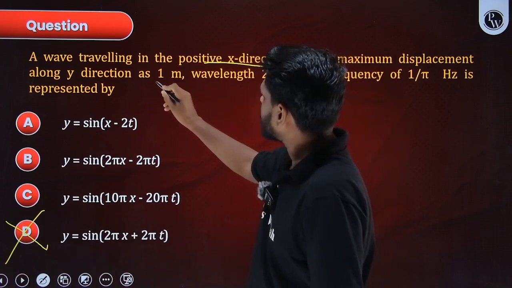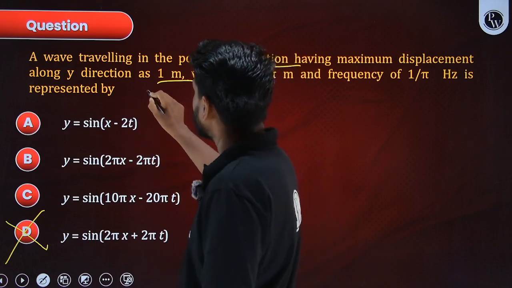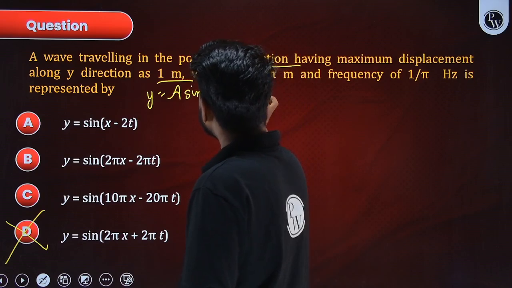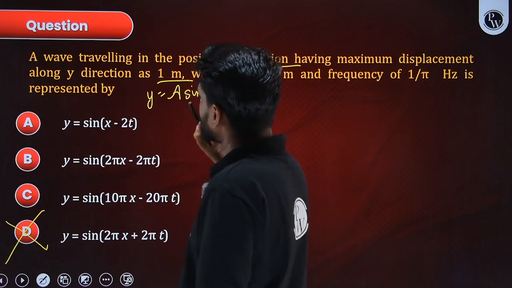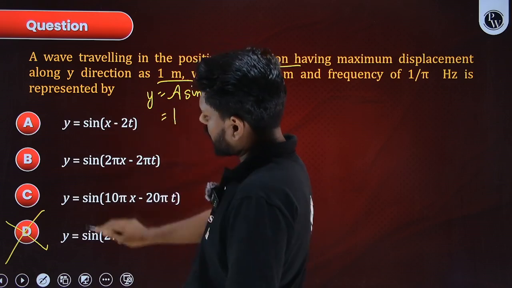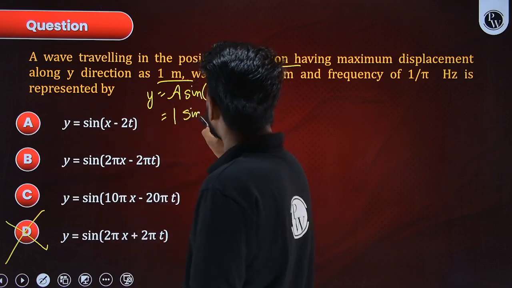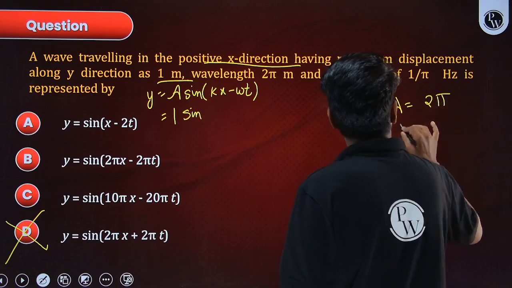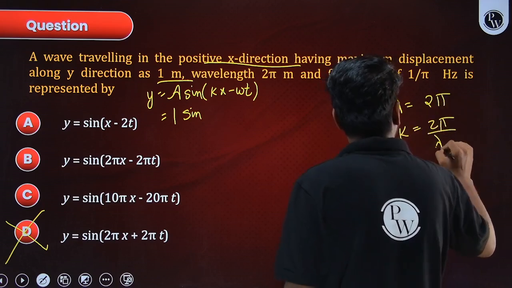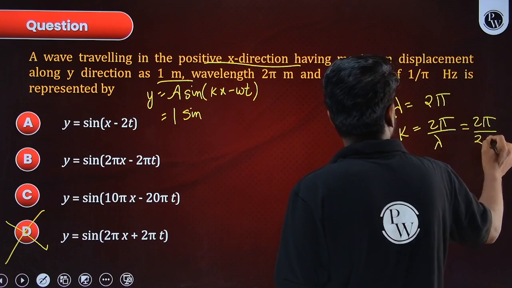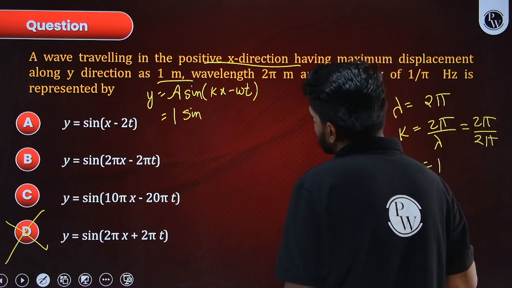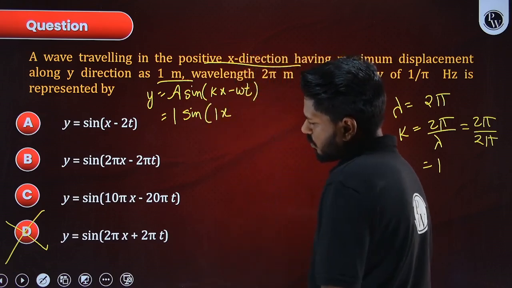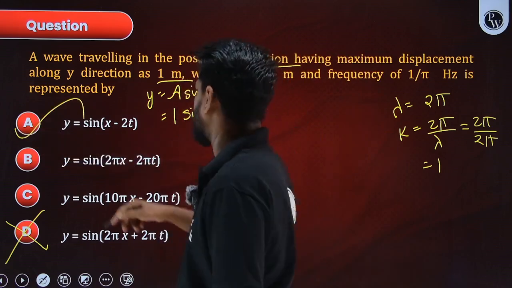Having a max displacement of 1 meter, so A should be 1, right? So y is equal to A sine of kx minus omega t. If this is my form, A should be 1. So I have found A is 1, everyone has 1, no problem. The wavelength is equal to 2 pi. So I can find k is equal to 2 pi by lambda. So 2 pi and lambda is 2 pi. If you are cancelling, k is 1. So if I put the value of k equal to 1, I should get 1x. Which option has 1x? Option A.